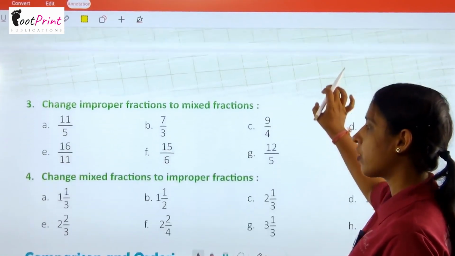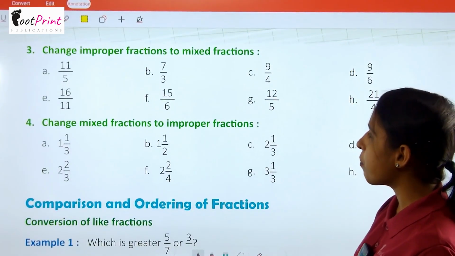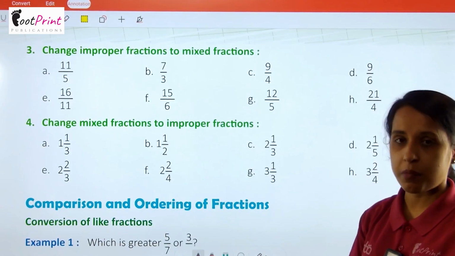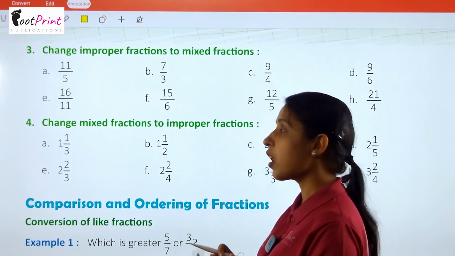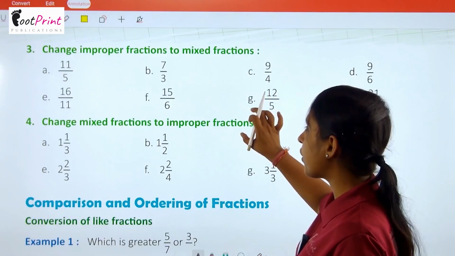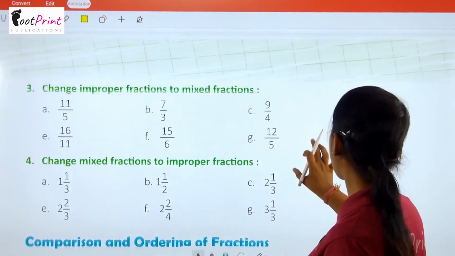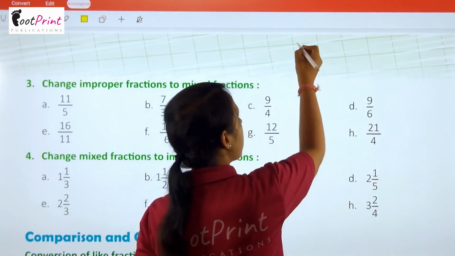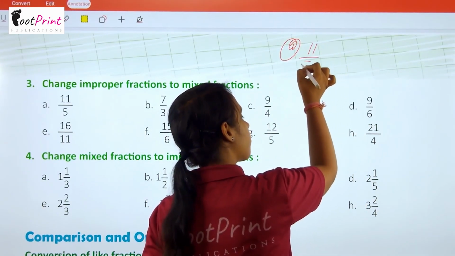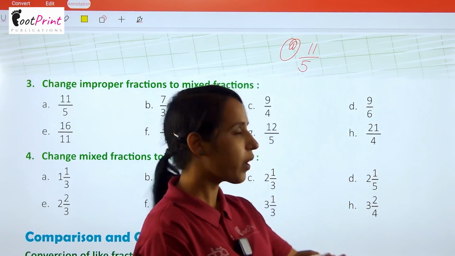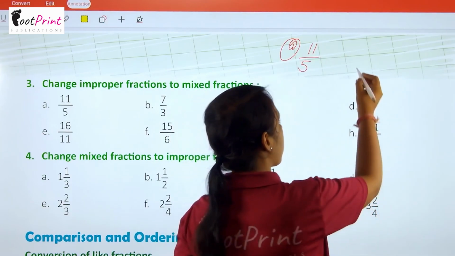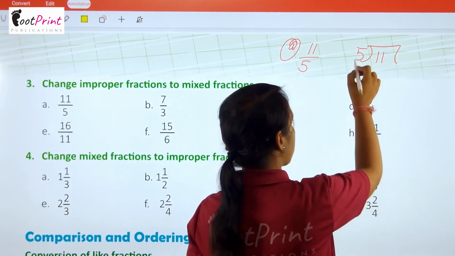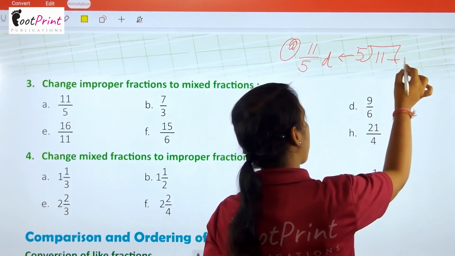Now we will move to the next question, that is change improper fraction to mixed fraction. अब improper fraction को हम mixed fraction में change करना है, और change करने के लिए हम numerator को denominator से divide करेंगे. Okay, so let's solve it. Here first one is given 11 by 5. We have to divide numerator by denominator. Okay, so 5, 11, it is our denominator, it is our numerator.